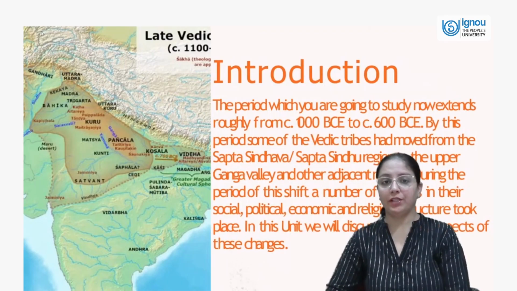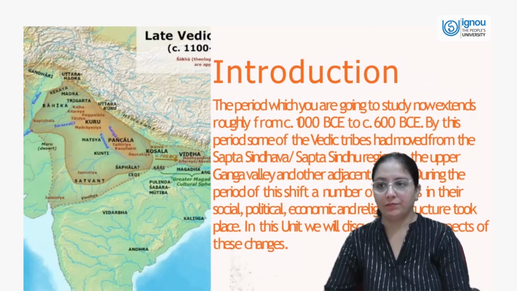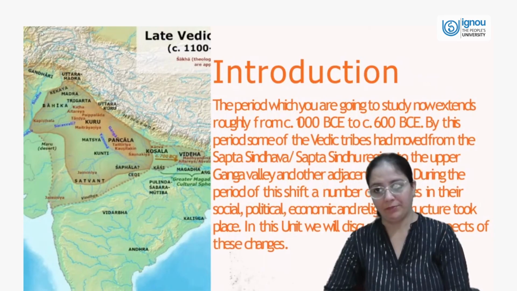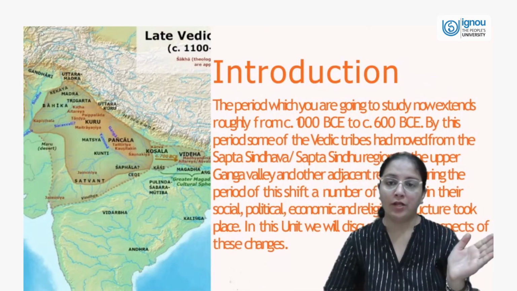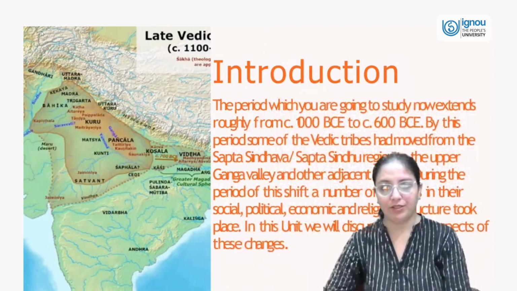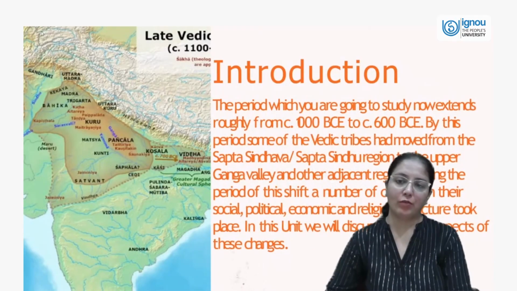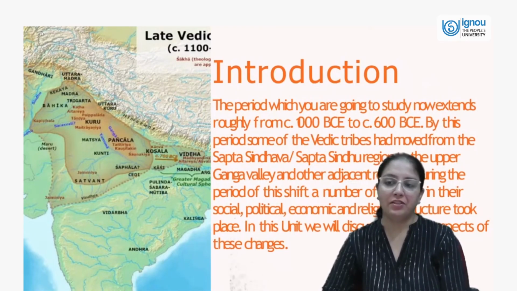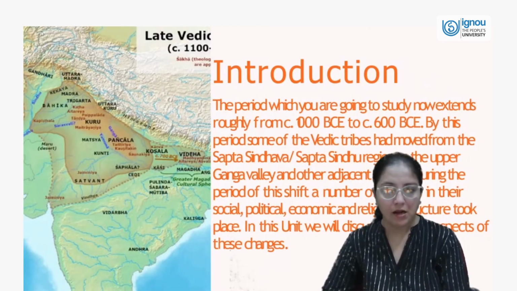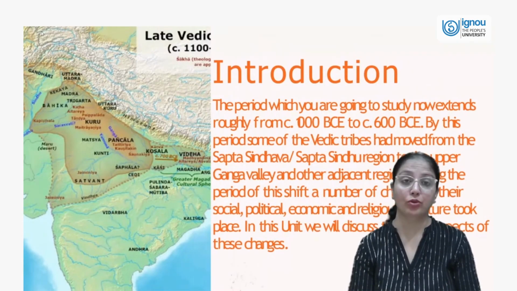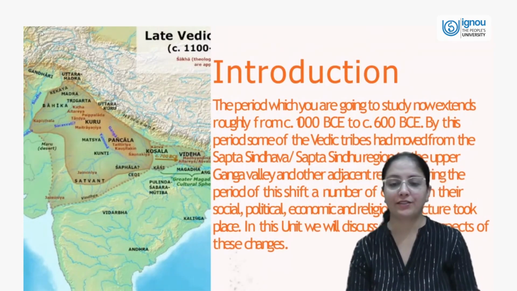The period which you are going to study now extends roughly from 1000 BCE to 600 BCE. In the early Vedic period, we studied about 1500 to 1000 BCE, and the later Vedic period is from 1000 BCE to circa 600 BCE. By this period, some of the Vedic tribes had moved from the Sapta Sindhu region to the Upper Ganga Valley and other adjacent regions. During this shift, a number of changes in their social, political, economic, and religious structure took place.